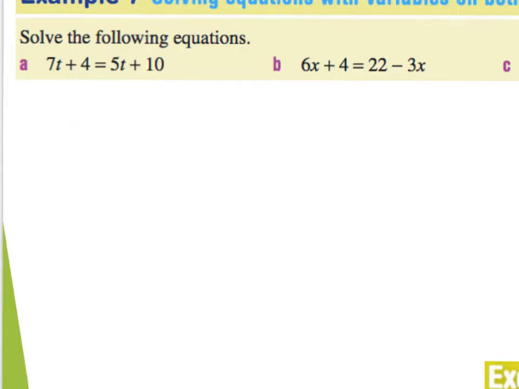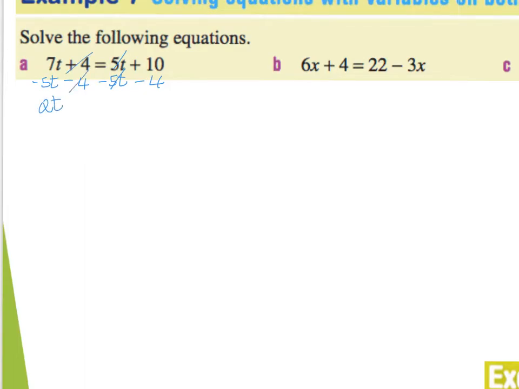To get rid of positive 5t, the inverse operation is take 5t. If I take 5t on the left-hand side, I have to take 5t on the right-hand side. That will get rid of t's on this side. 5t take away negative 5t is nothing. I also want to get rid of the positive 4 on the left-hand side, which means the inverse operation is take 4, take 4. This will give us 7t take 5t on the left-hand side, which will leave us with 2t.